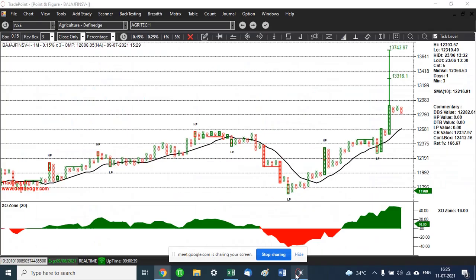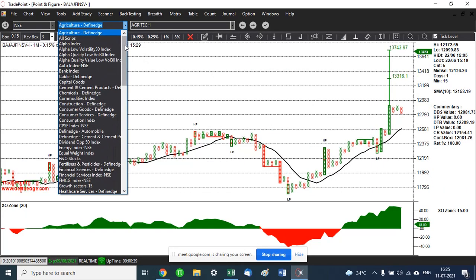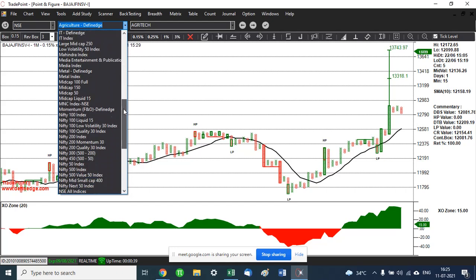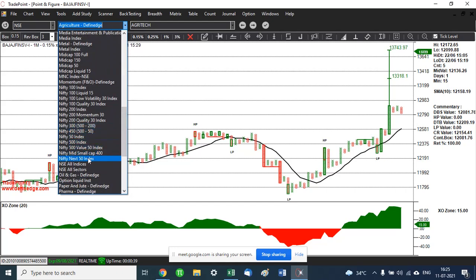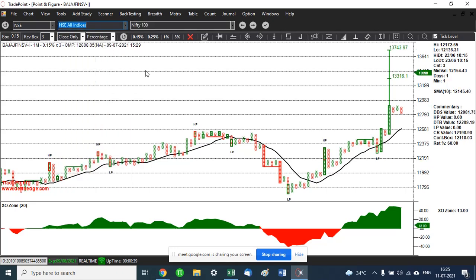So same thing we can do in point and figure also, where we can select from here NSE all indices, okay, and then we click this right button, go right, and it will take us to every sector one by one.